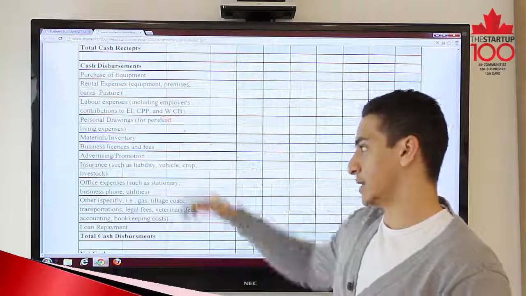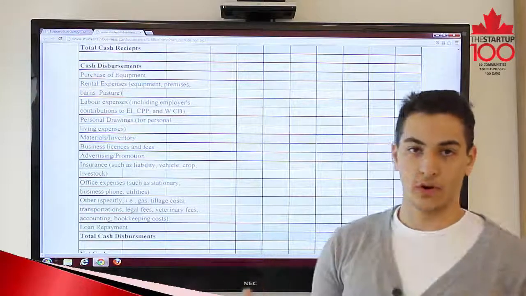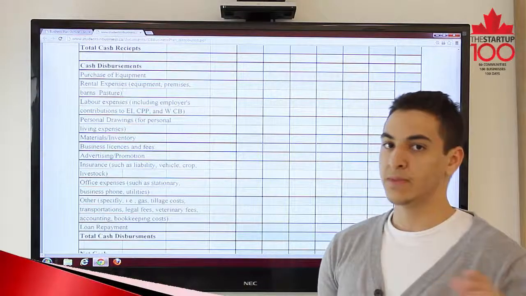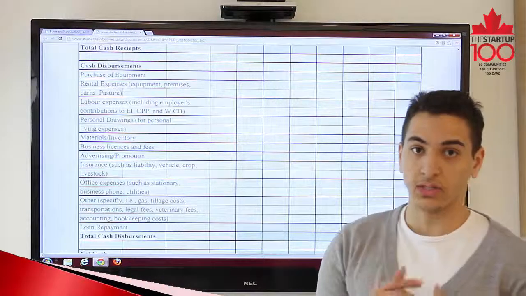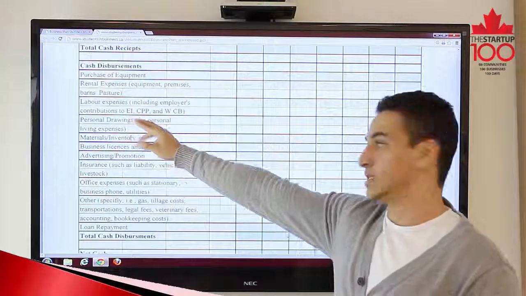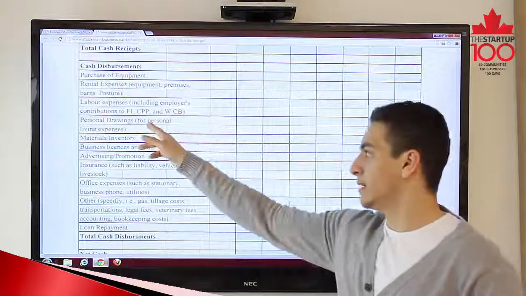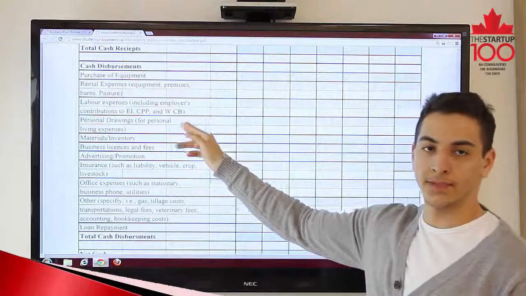Next comes labor expenses. Now labor expenses, again, it's pretty obvious, is how much you pay someone if you have hired them, but it doesn't stop there. It also continues to their insurance, because you have to insure them. It also includes EI, which is employment insurance basically, and the CPP, which is Canada Pension Plan, and WCB, Workers' Compensation.